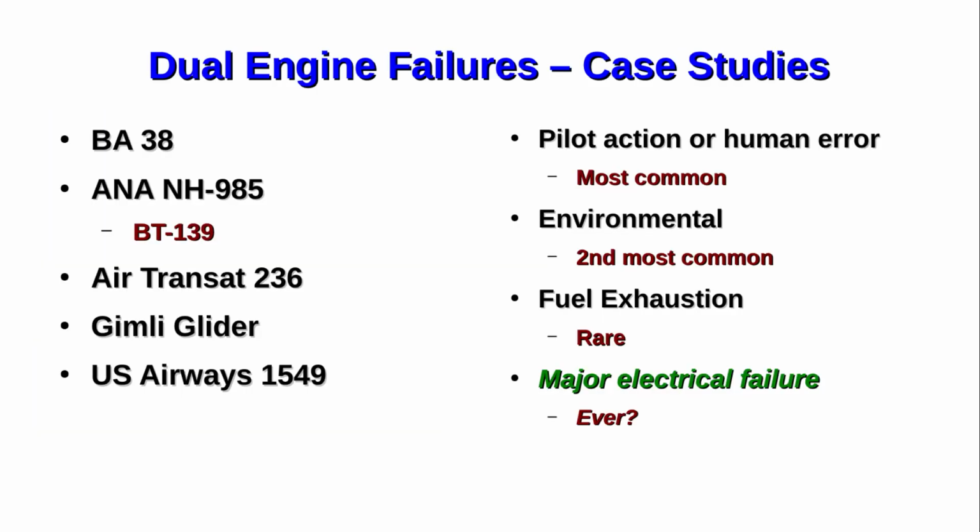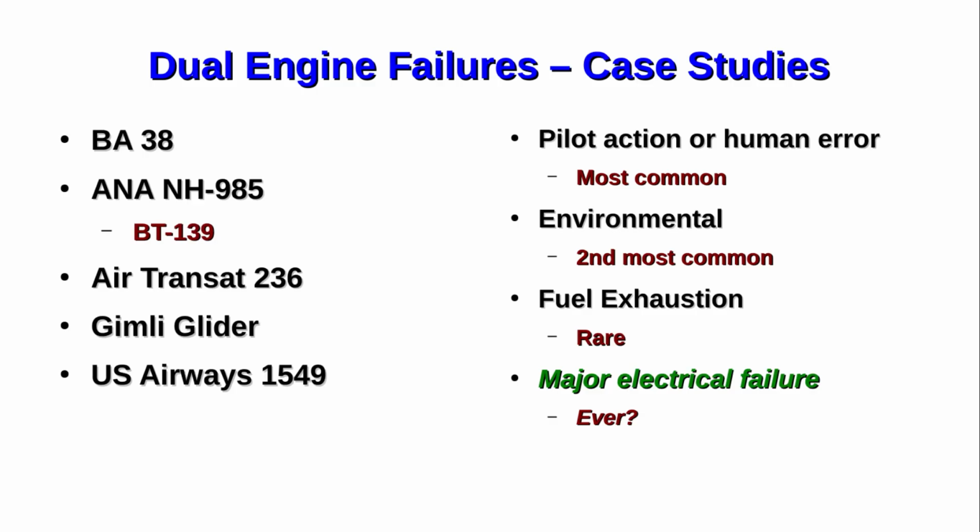The final topic is a review of past dual-engine shutdowns or failures. The more you look, the more cases you find. Here I list just a few examples of the many cases that I found, such as British Airways Flight 38, where extremely low temperatures over Siberia caused ice to form in the fuel lines and led to a crash as the plane was trying to land.